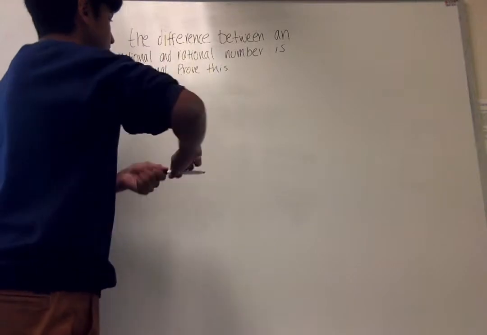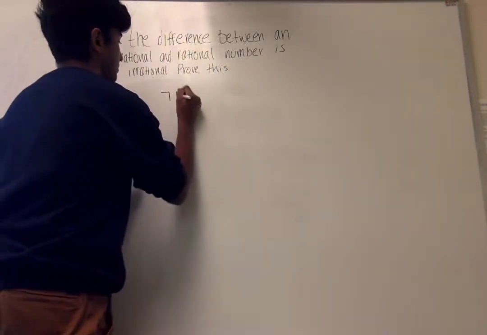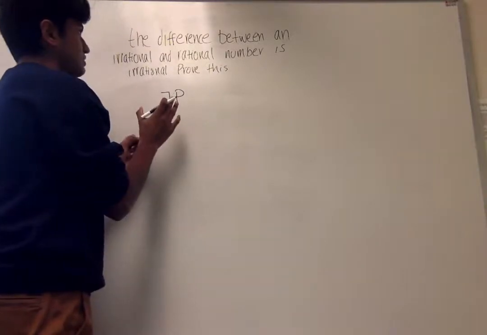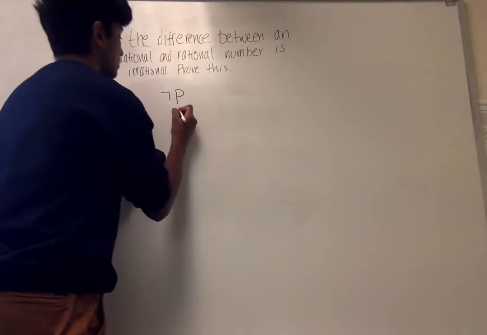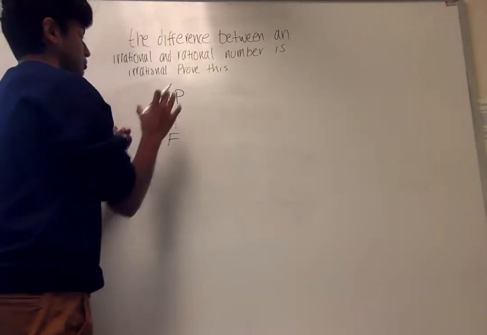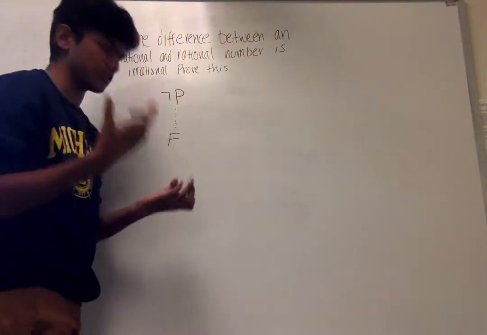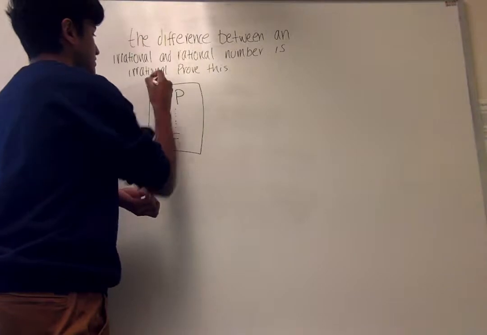What we're going to do is think about this in terms of natural deduction. We're going to start with not P, right, where P is our premise, which in this case is the difference between an irrational and rational number is irrational. We're going to end up finding that this original premise is false using a contradiction, right? And we can think about this inside of an assumption box.